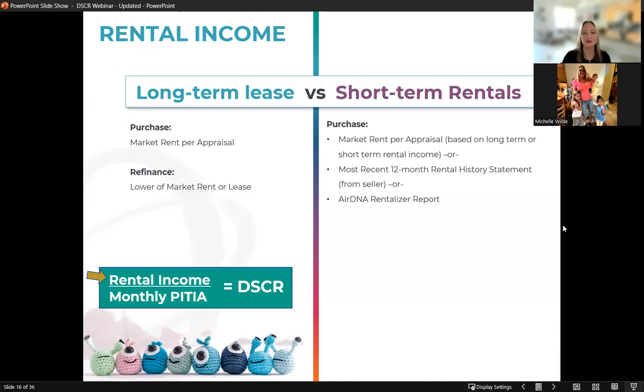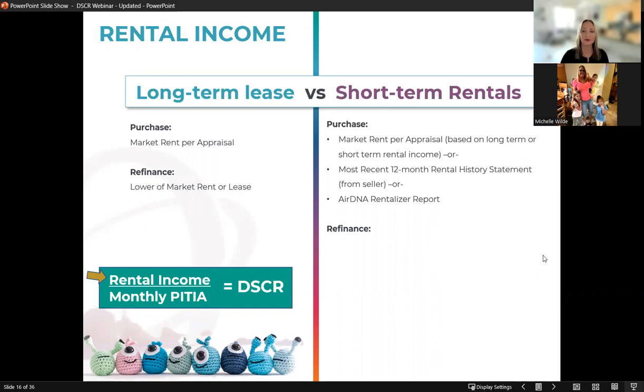We also can use the AirDNA Rentalizer report. A lot of you may have heard about this. You can create an account with AirDNA yourself, but if you want to pull a full report, there would be a charge for that. We can use the AirDNA Rentalizer report as long as it comes back that the occupancy rate is 60% or higher, which means that they're not having a high number of vacancies on the property.